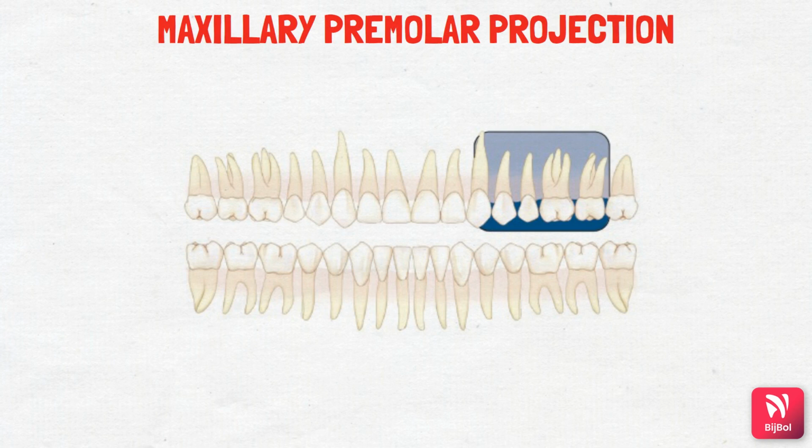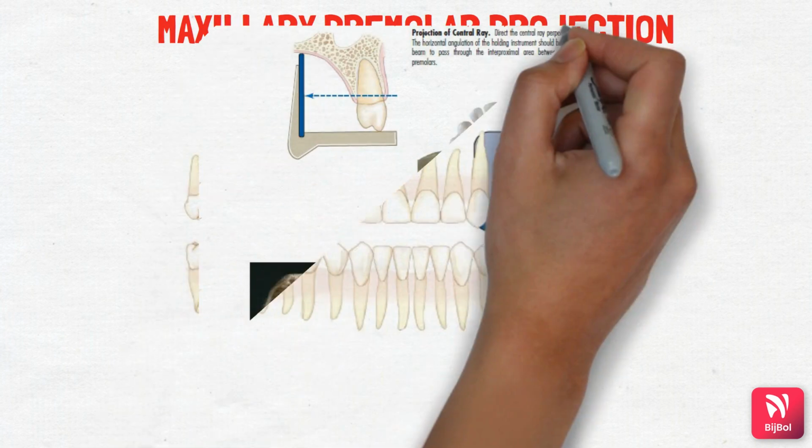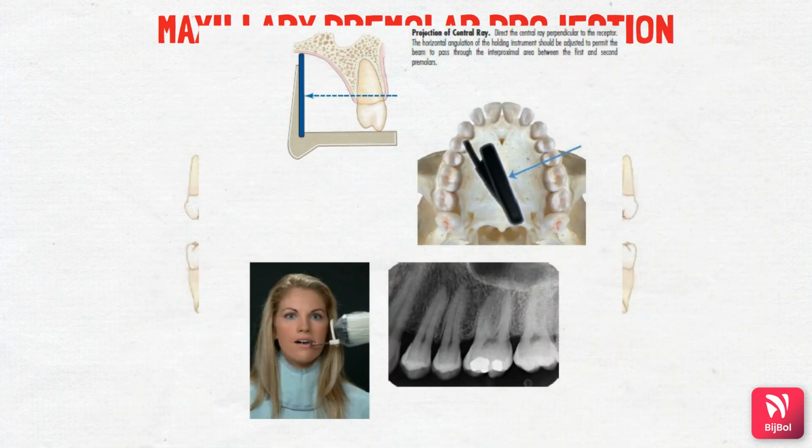Next is your maxillary premolar projections. Direct the central ray perpendicular to the receptor. Horizontal angulation of the holding instrument should be adjusted to permit the beam to pass through the interproximal area between the first and the second premolars, as shown in the picture on your dried skull.